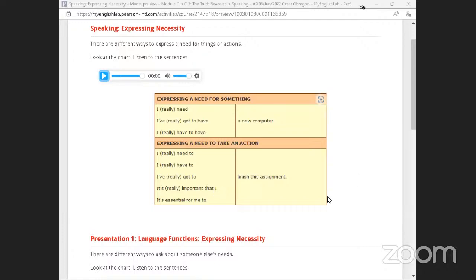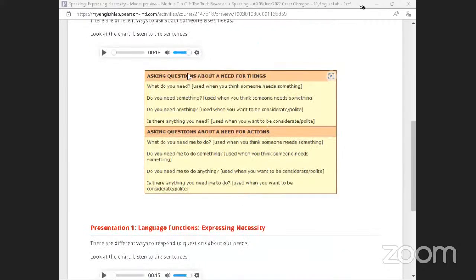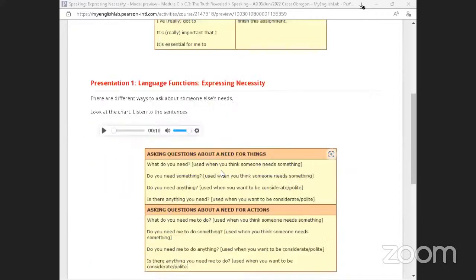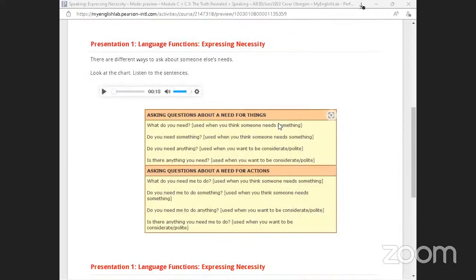Okay. So let's continue. Language functions: expressing necessity again. There are different ways to ask about someone else's need. Look at the chart, listen to the sentences. So we have again two different topics: asking questions about a need for things and asking questions about a need for actions. Now we're asking, before was expressing. So we're going to have question marks here.